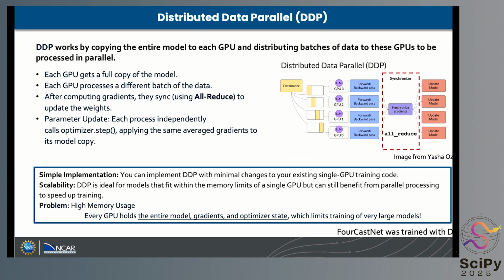And DDP is very easy to implement. I really like DDP myself. It's very scalable. It has a high memory usage. Right now, in the geosciences, weather and climate, we haven't hit that very big trillions of parameters threshold that LLMs are in. We are around millions and billions. So models still fit on a single GPU, and DDP can be a good choice for them.